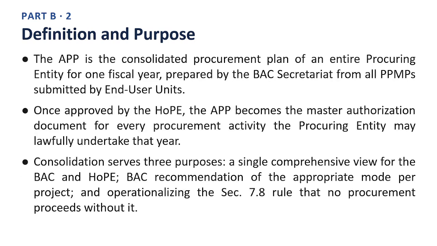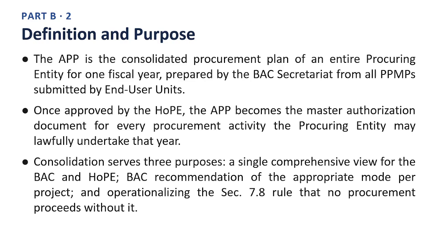Point 1. The APP is the consolidated procurement plan of an entire procuring entity for one fiscal year, prepared by the BAC Secretariat from all PPMPs submitted by end-user units. Point 2. Once approved by the HOPE, the APP becomes the master authorization document for every procurement activity the procuring entity may lawfully undertake that year.